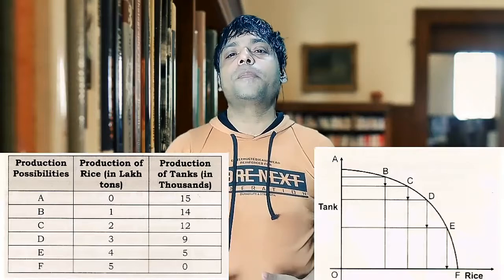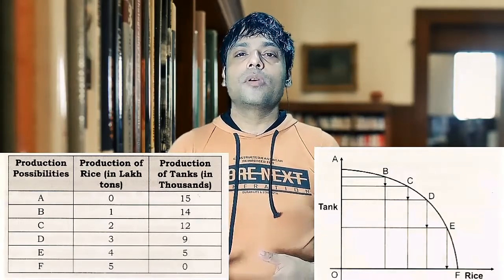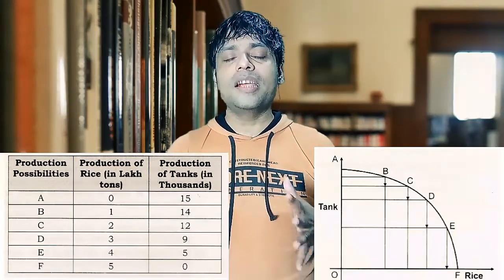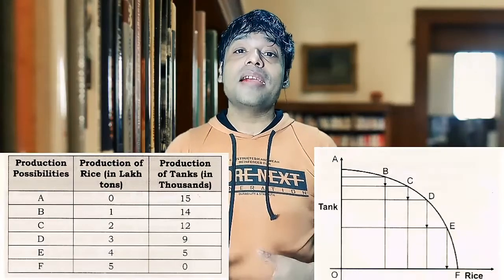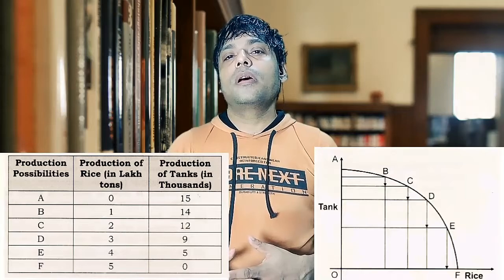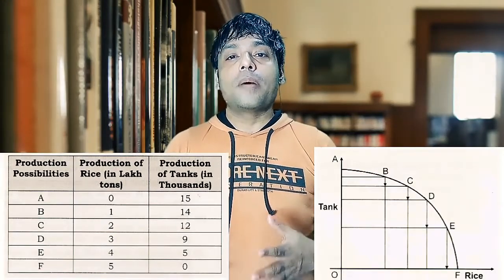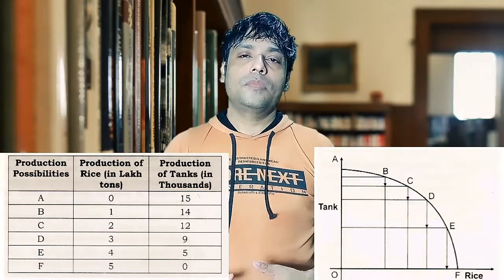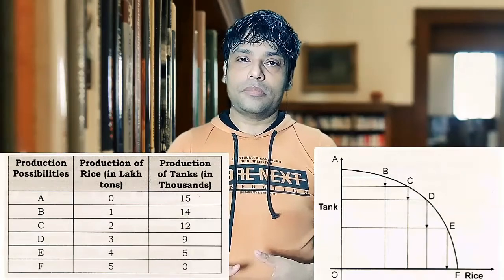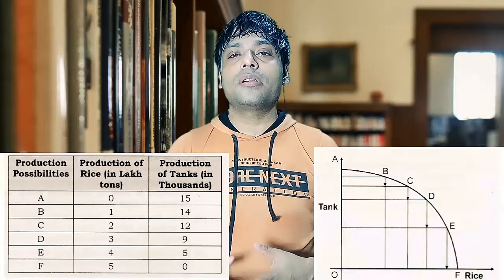From this alternative production possibilities, we learn that if we want to produce more tanks, we have to reduce the output of rice and vice versa. It means that we can transform tanks into rice or rice into tanks. Thus, a production possibility curve tells us that we can produce more of any one commodity by giving up some of the other. In other words, one commodity can be transformed into the other. That is why the production possibility curve is termed the transformation curve also.